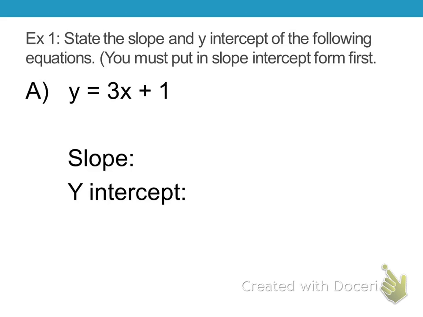What's the slope? 3. What's the y-intercept? 1. Good. And we always write y-intercept as an ordered pair. So if you're on the y-axis, that's the one straight up and down. The x value is 0. You go side to side 0, then you go up 1. So we're going to write those as ordered pairs 0 and then whatever the b value is. Questions?